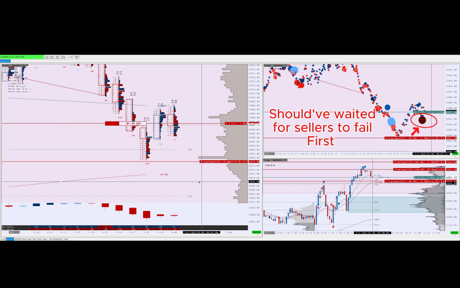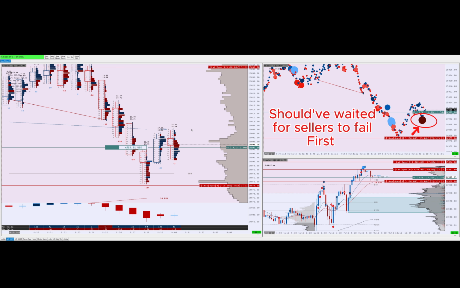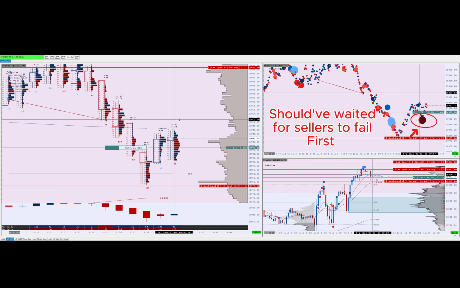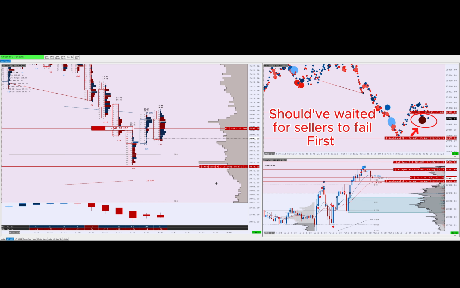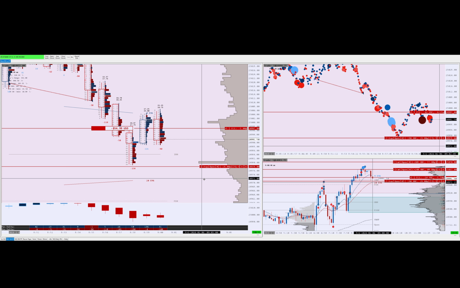Kind of wish I actually waited for this red bubble to pop up first. This means that there's a big negative delta coming in. And usually if I'm going long, I like to see this come up first before I enter, and I found pretty good success doing it that way. So if I was a little bit more patient, I probably could have got a better entry that meets my parameters.